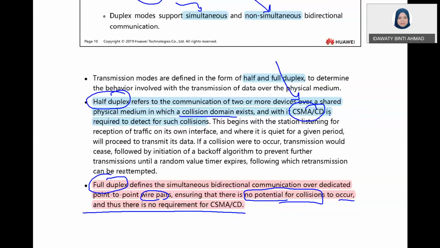Okay, so let's say you sense the channel is okay. Nobody is using the channel, the receiving channel is okay. So now you proceed and send your signal. But if a collision occurs, you back off. You stop, and then you take some time, a random value of time. Then you access again, or as mentioned here, retransmission can be re-attempted. You try to access again. That is how CSMA/CD works. I guess this one is the last part.